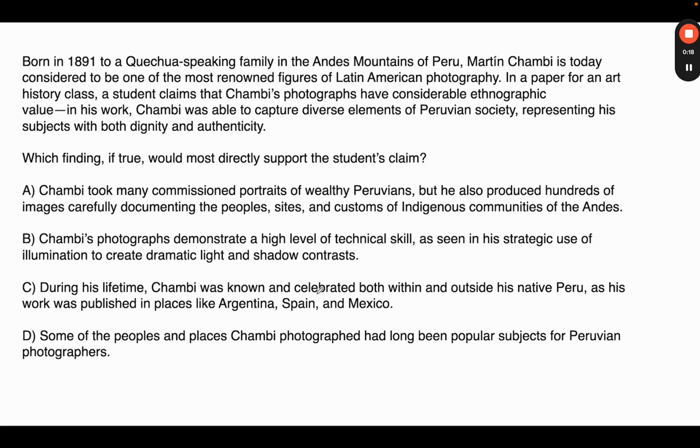We are taking up a command of evidence textual type of question. How do I know this is a command of evidence textual question type? Looking at the question stem: Which finding, if true, would most directly support the student's claim? So this language, where "if true" comes into the picture, indicates that this is a command of evidence textual type of question.